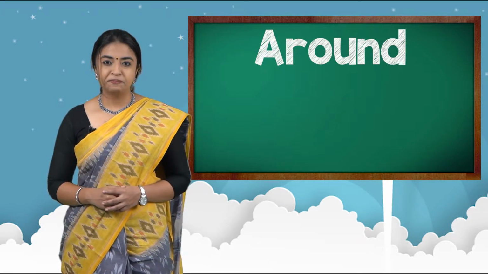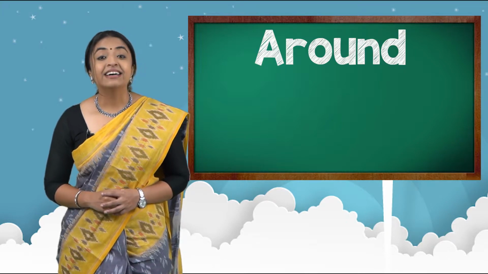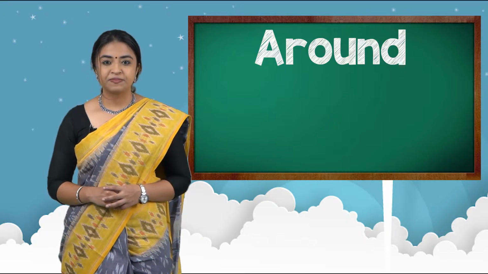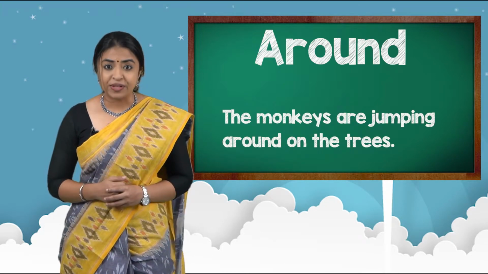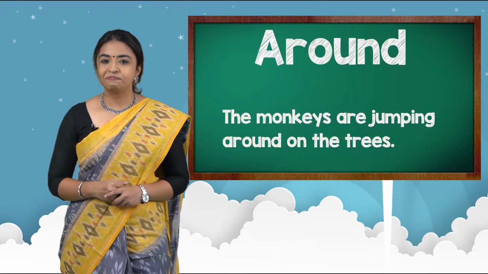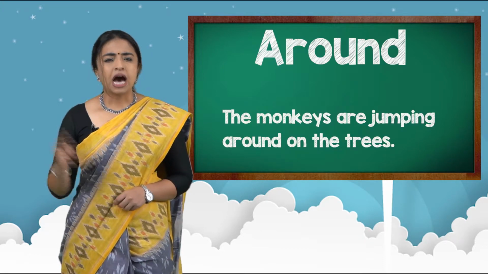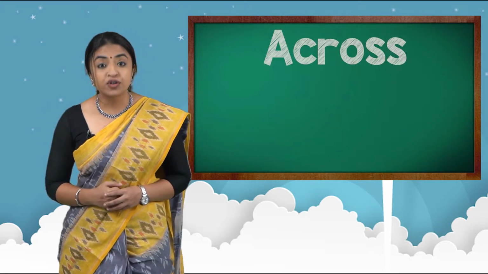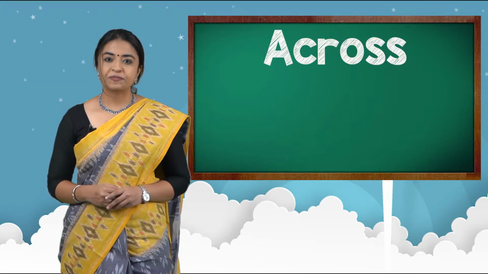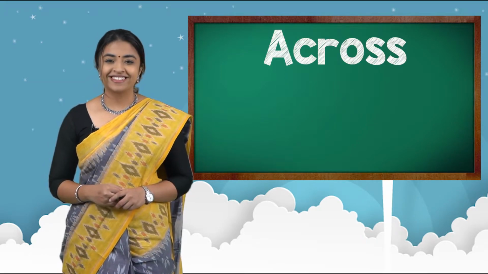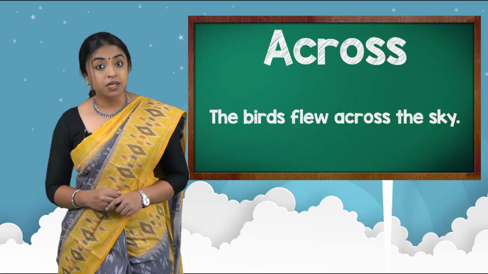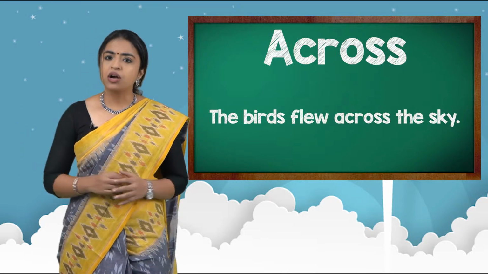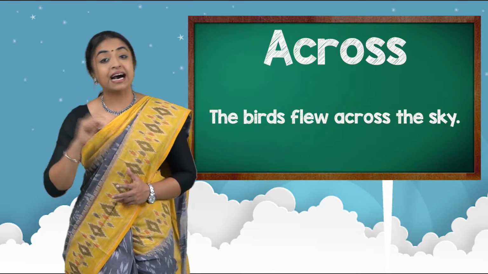Around. The monkeys are jumping around on the trees. Our second word is across. Across. The birds flew across the sky.